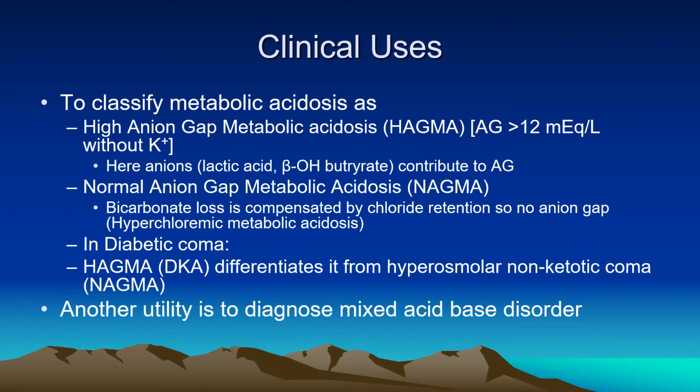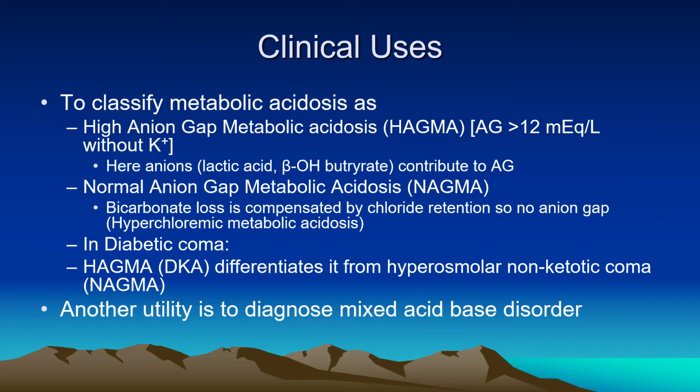Anion gap is calculated to classify metabolic acidosis as high anion gap metabolic acidosis (HAGMA) when levels are more than 12 milliequivalent per liter without potassium, and the anion gap is high because there is either endogenous or exogenous acid. For example, in diabetic ketoacidosis, lactic acid and beta hydroxybutyrate contribute to the high level of anion gap.